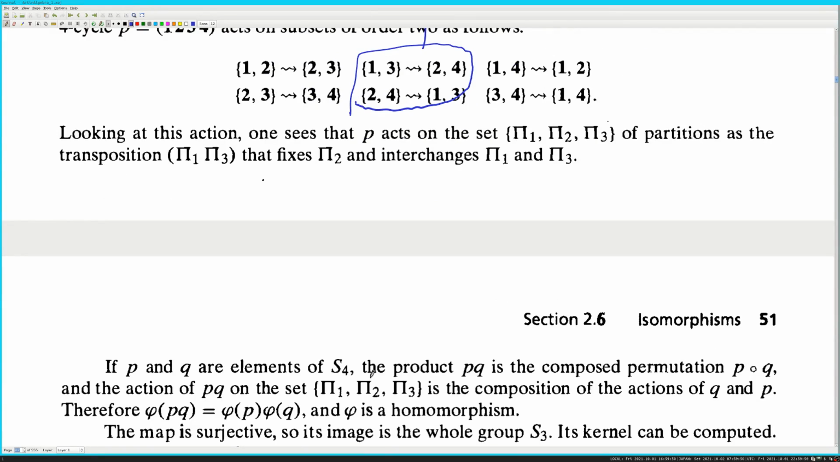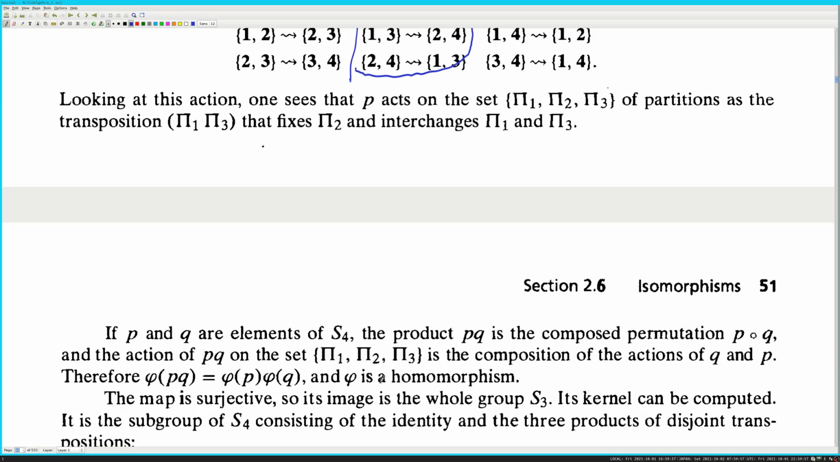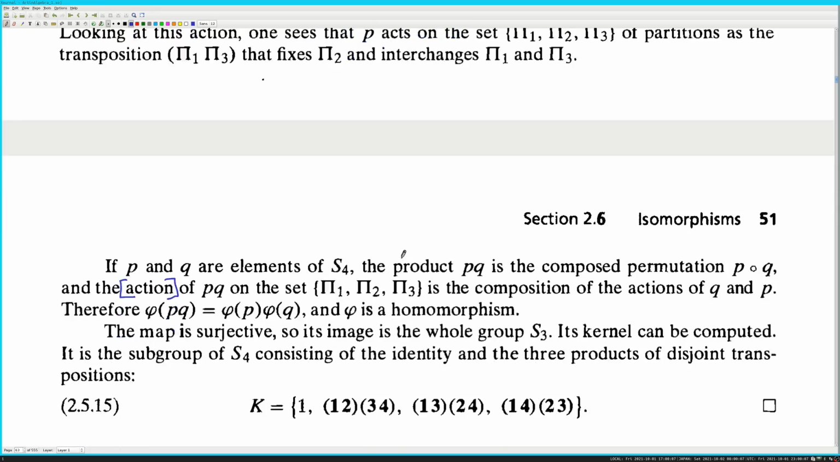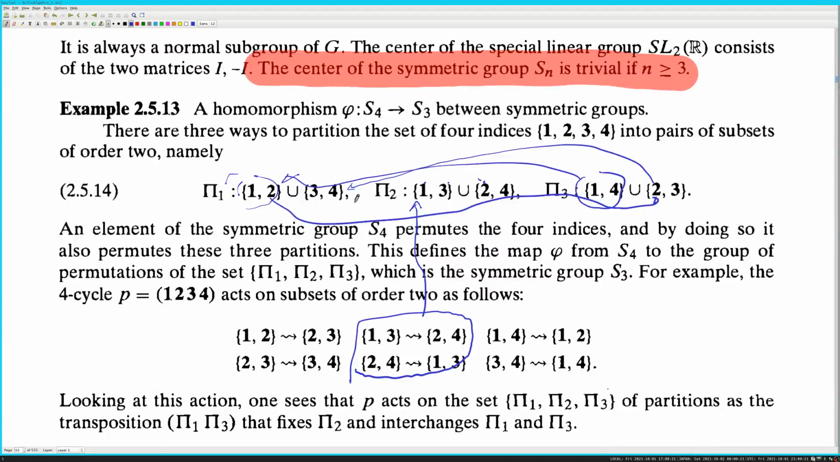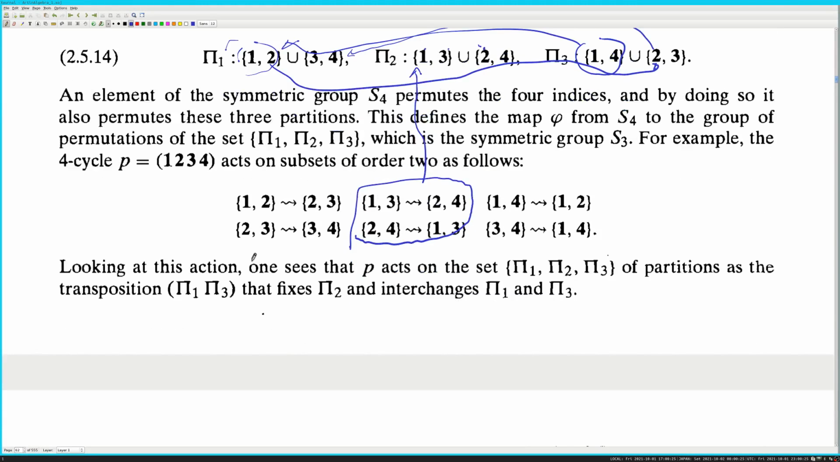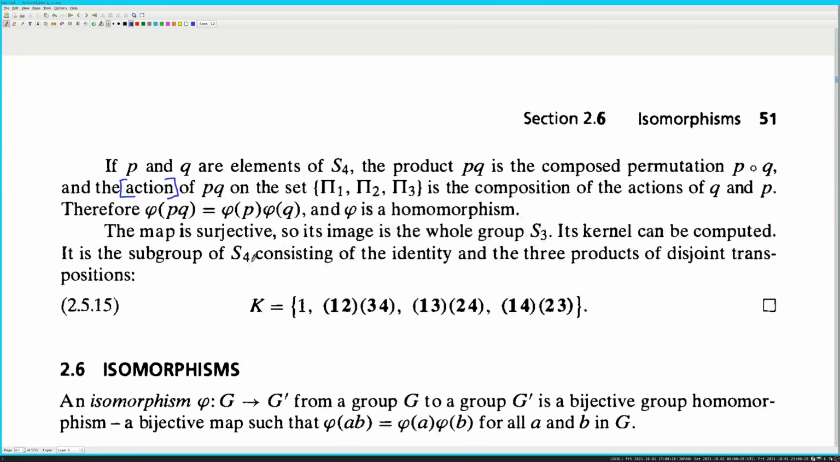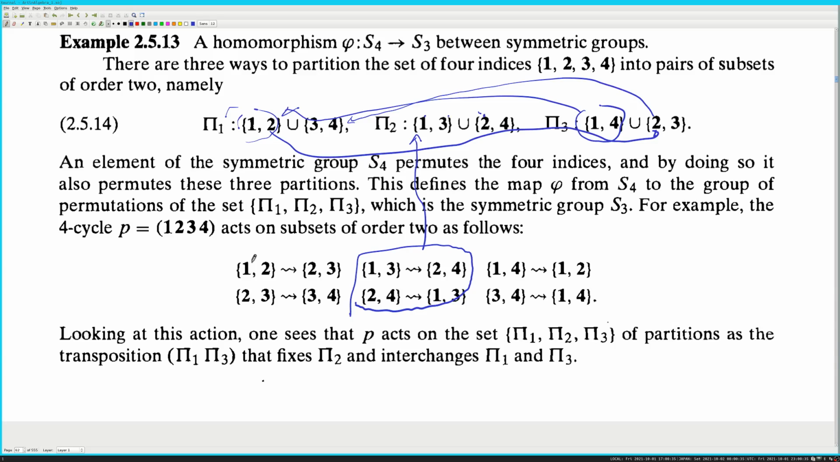Okay. If P and Q are elements of S4, the product PQ is the composed permutation, and the action is the composition of the actions. Yeah, so group action, this is another term, action. The composition of the action. Okay, I don't see quite how that works, but oh, okay. So we have 3 things, and so he's saying we can define a permutation. How does it act on these 3 things?